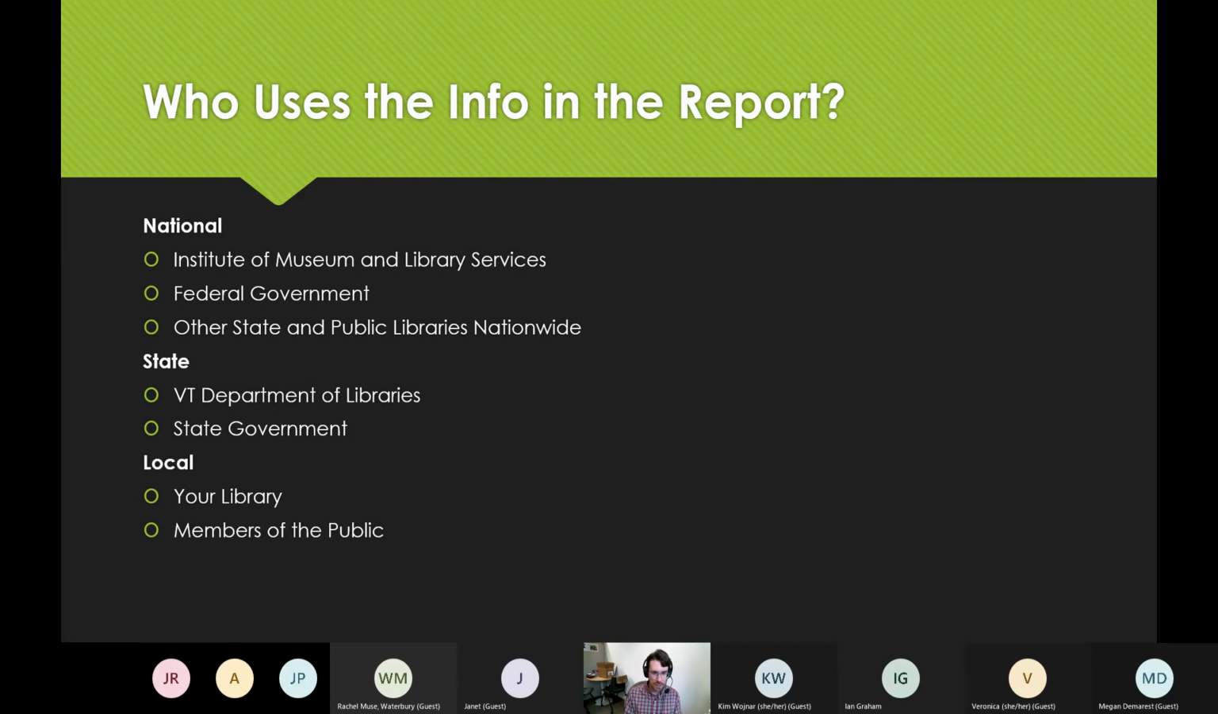Who else uses it? At the state level, we use it, the Department of Libraries. State government also uses it to figure out what libraries are doing, what they're accomplishing, what's new, what's the same, etc. And lastly, who uses the local data? Your library uses the local data, and members of the public can use this data to figure out what libraries are doing, and how their library compares to all the other libraries in the state or in the country. So there's a lot of potential users for the data.